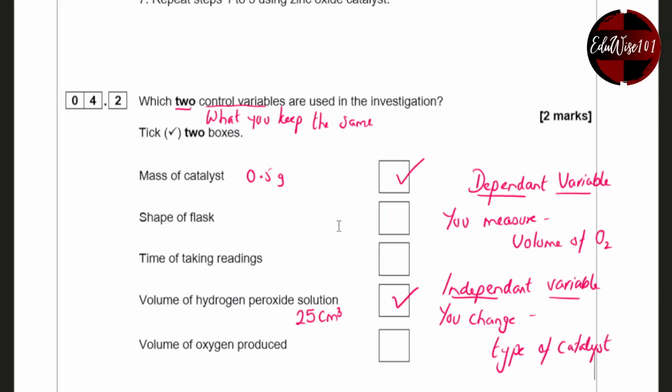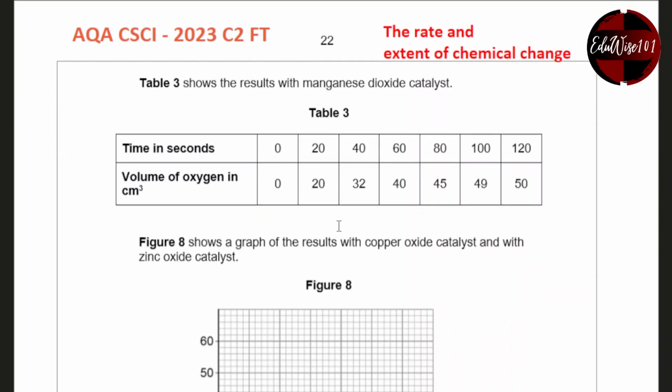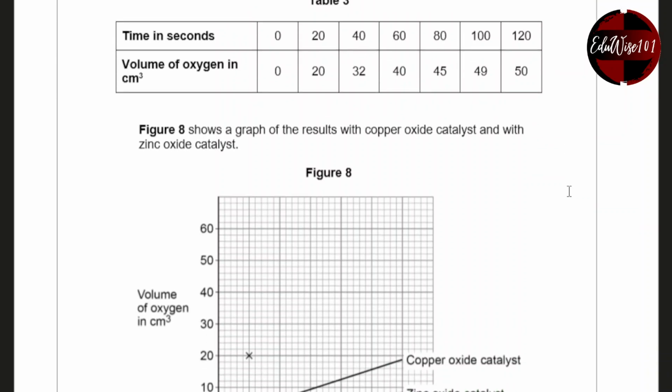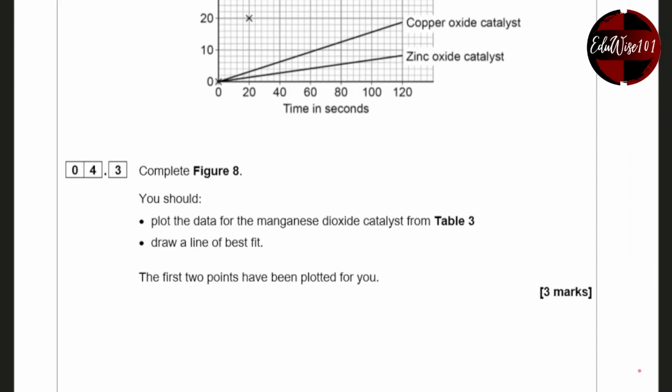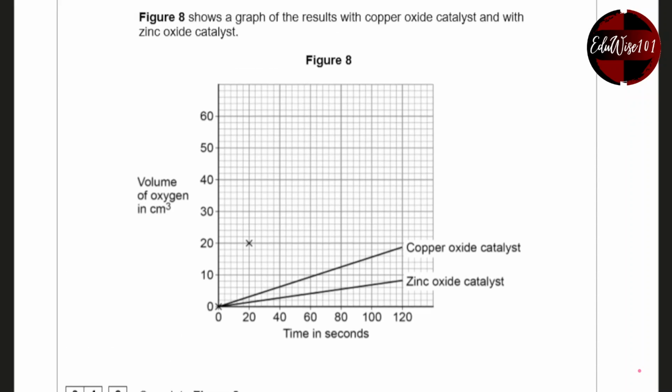Right. So let's have a look at question 4.3. Table 3 shows the results with manganese dioxide catalyst. Time in seconds is going up in 20s up to 120. Volume of oxygen in centimeter cube is also increasing, not step by step, but generally it's increasing from 0 to 50. This is for manganese dioxide. Figure 8 shows a graph of the results with copper oxide catalyst and with zinc oxide. So they are already showing you the lines for copper oxide and zinc oxide.